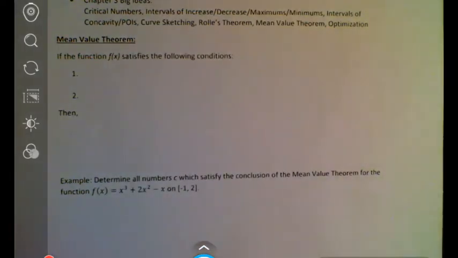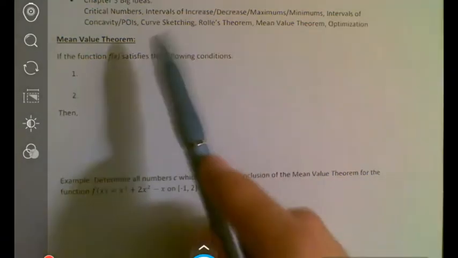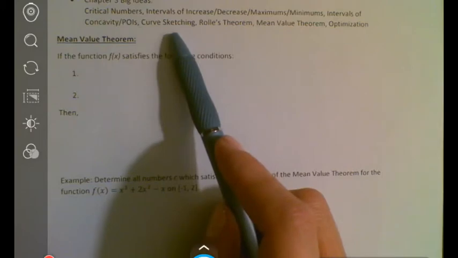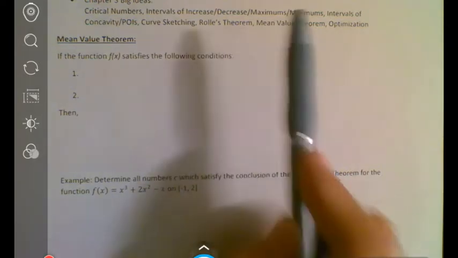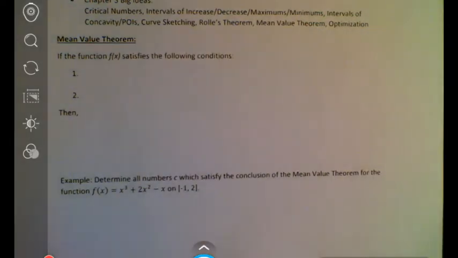So remember that the practice set I'm giving you is not the end all be all of everything you need to know. There was also curve sketching that we talked a little bit about in chapter 3. And then what I want to talk about today are Rolle's theorem, mean value theorem, and optimization, because those were kind of the three big topics that people wanted the most review on.